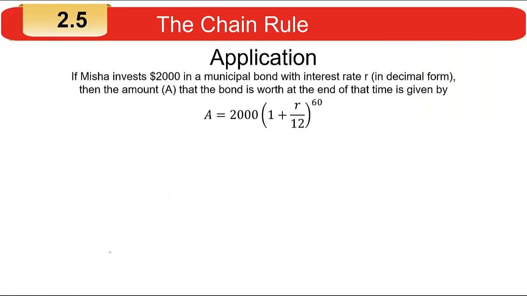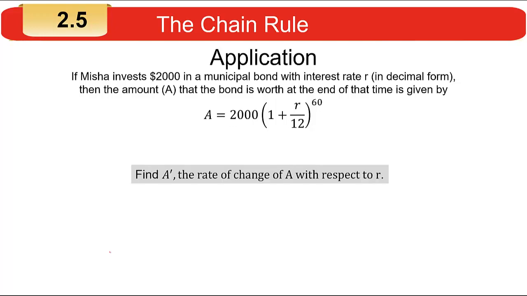How about this? If Misha invests $2,000 in a municipal bond with interest rate R, written as a decimal, then the amount A that the bond is worth at the end of that time is given by this equation. Now, after having said all those words, basically all we're interested in is that equation. And the first question is find A prime. That's the rate of change of A with respect to R, but all they're asking us to do, in spite of all of the words they've thrown around at us, is to take the derivative of A. Go from A to A prime.